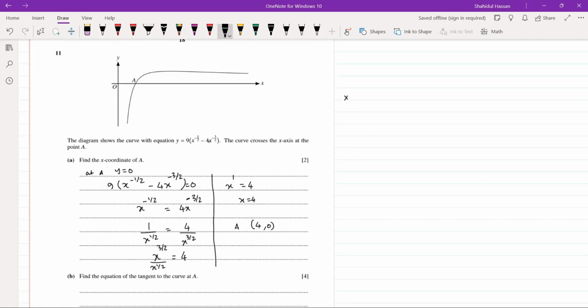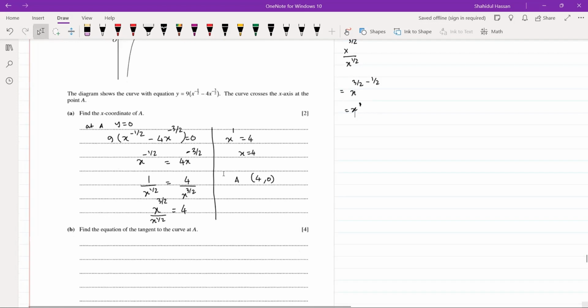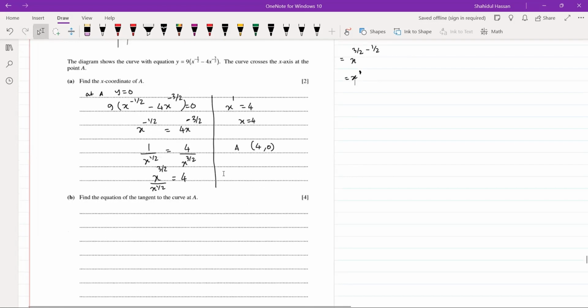Just a small revision, x to the power 3 by 2 divided by x to the power half. We can write it as x to the power 3 by 2 minus half. This will be x to the power 1. So now I hope you understand how we get x to the power 1. That should be the only answer here. Done with A, x equals to 4.